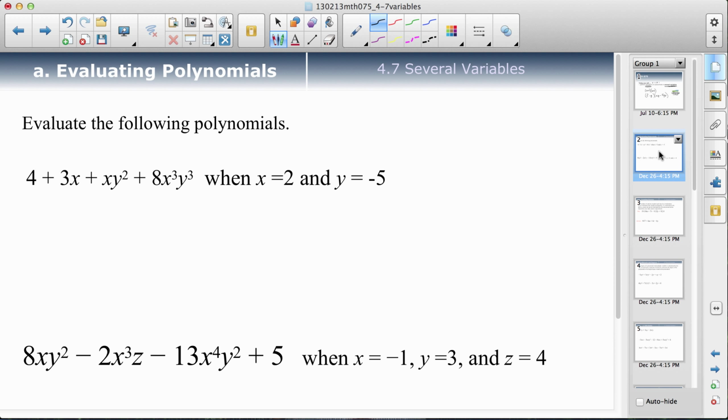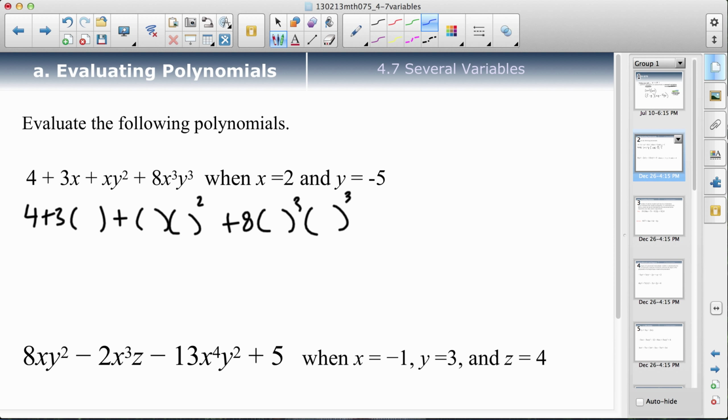Okay, so let's get started with the first one. Oftentimes you'll see an expression like this one, and they're similar to formulas where you'd have different letters that represent different things. And if you want to evaluate those, the first thing I would do if I was evaluating this polynomial by plugging in some numbers, I would just rewrite the whole thing, and everywhere there's a variable, I put a bracket. There's an x and a y squared plus 8 times x cubed and y cubed. And then I go back later and plug things in.